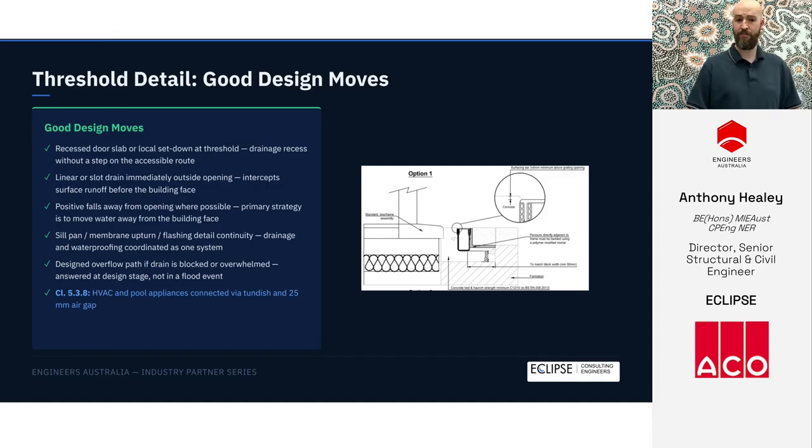The failure modes that I see most often in practice: reverse falls after paving settlement or construction finish changes, drains sized for clean grate peak flow with no blockage factors applied, and the threshold drain being the only line of defence with no overflow path. Lastly, level entries converted to trip hazard by construction tolerances.